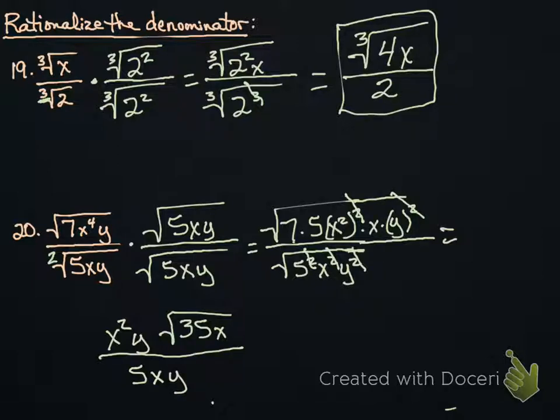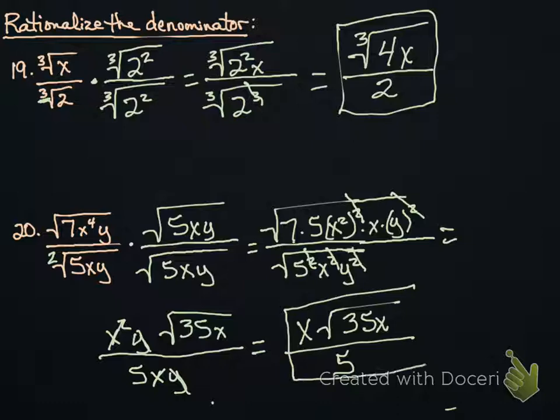Now, I need to look at this a little bit. I've got x squared and y on top, but I've also got an x and a y on the bottom. Those can cancel each other out too. They can simplify out, reduce down. So x squared divided by x leaves me with x. Y divided by y cancels each other out. I'm left with the square root of 35x on top, and underneath, I'm left with 5. So my final answer is x square root 35x divided by 5.